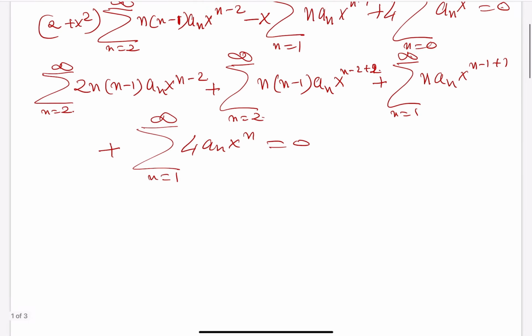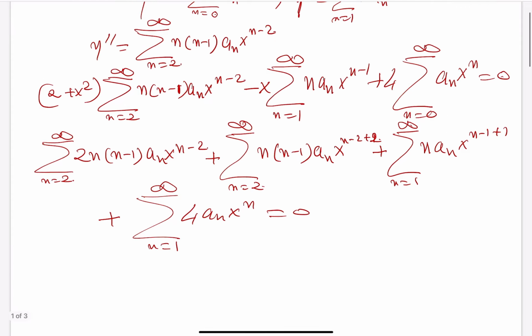Let me just do it directly from here so you can see. Here, minus 1 minus 2 plus 2 is just 0. So I can just change it to x to the n. Got it? And same as here. Here I have minus 1 plus 1. I can just say x to the n. So I can write it down as x to the n. That's it.